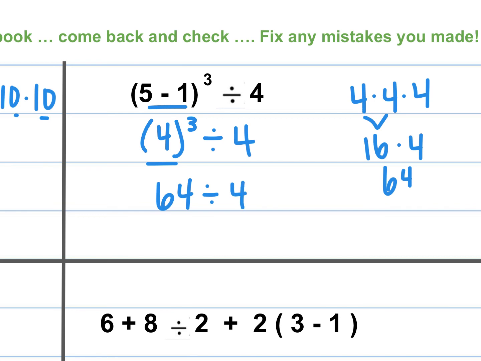Now we're going to do 64 divided by 4, which is just undoing what we just did. So my final answer then, 64 divided by 4 is 16. And again, we're funneling down to our final answer of 16.